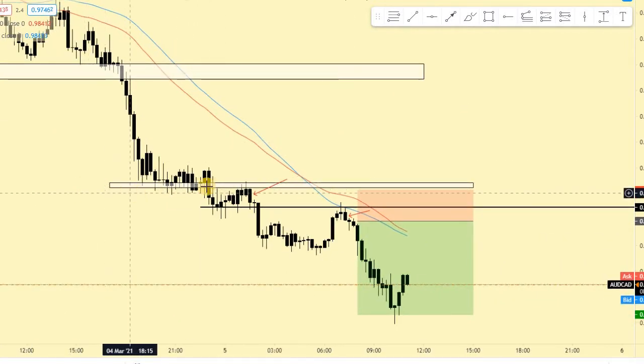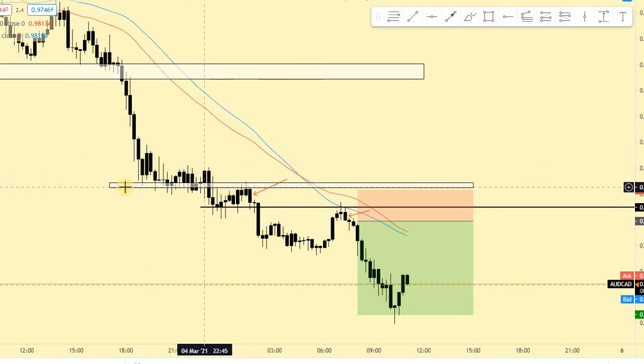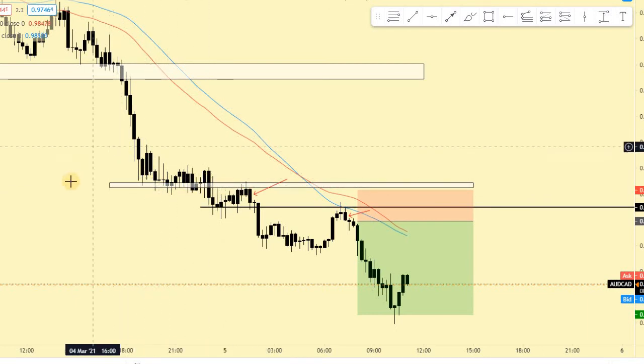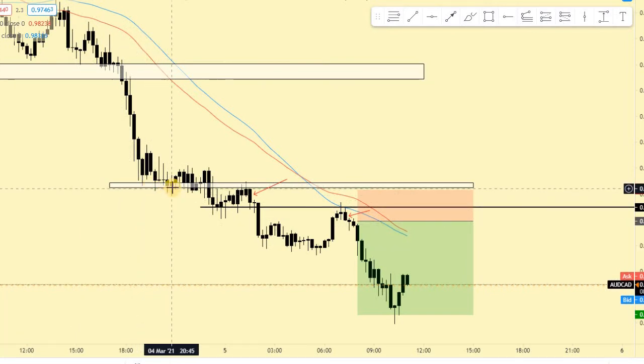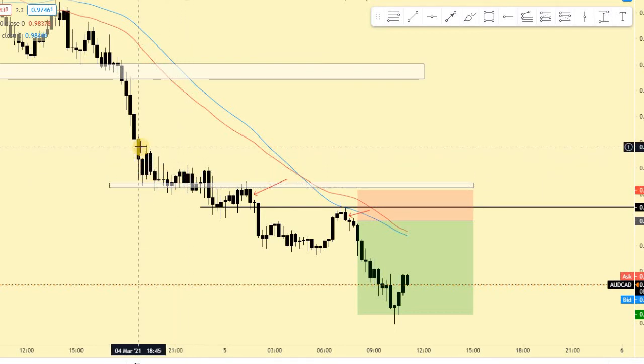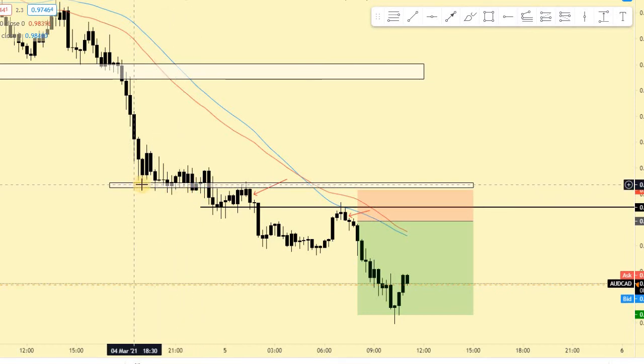What about this level? You can see that this level is another support level. And how do you know that? Because of these wicks. These wicks simply tell us that the price is not allowed to break below this level. That's why you see wicks. These wicks are called rejection. They are rejecting this level. They don't want to break below this level.